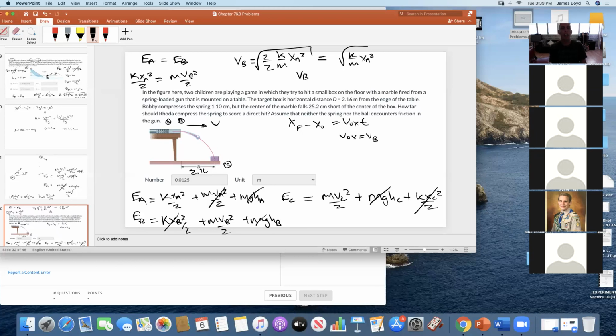Now, I don't know K right now. But what I do know is I'm going to assume that X is 0. I don't know the time either. Yeah, I do. X final is equal to V naught, I'm going to call it VB times T. Y final minus Y initial is equal to V naught Y T minus GT squared over 2. It has no Y initial velocity at B.